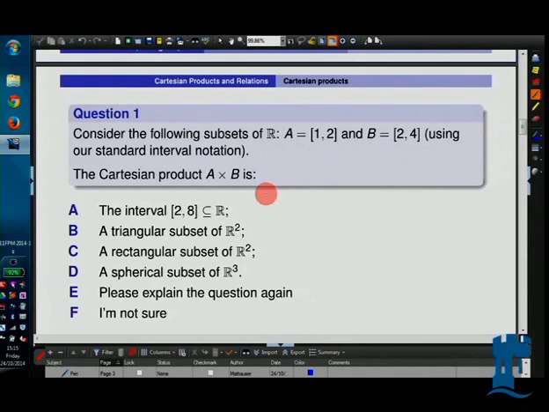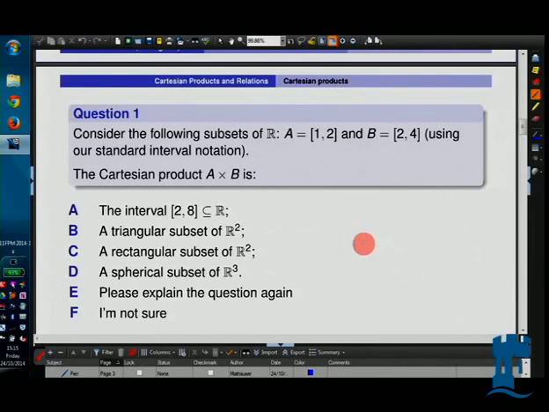And now you have to figure out what this Cartesian product is. So is it the closed interval [2, 8], a subset of the real numbers? Is it a triangular subset of R squared, a rectangular subset of R squared, or a spherical subset of R cubed, or you can ask me to explain the question again, and so on, all the usual things. I'll give you about 2 minutes to try and figure out what this is, sketch it if you can, and hopefully after you've done that, you'll be clear what the Cartesian product is.